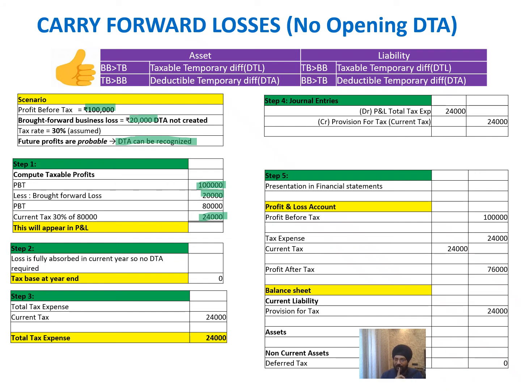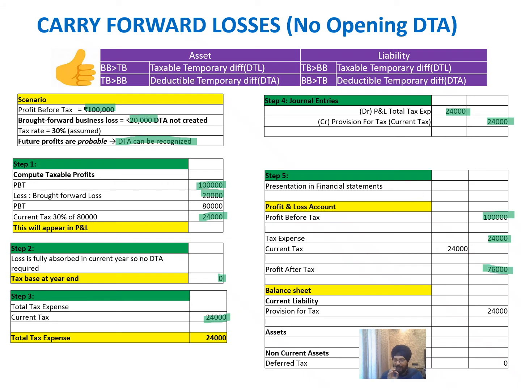The most important thing to keep in mind here is that since we have fully utilized the losses, there is no requirement to create a DTA in this case, because there is no benefit that we are going to use in future years; we have already consumed the entire benefit this year itself. My current tax is 24,000, which is also equal to my tax expense, because no DTA recognition is required. So I'll pass my entry as P&L to provision for taxation. In my financial statements, 1 lakh is my profit, 24,000 is my current tax, the tax expense is also 24,000, and my profit after tax is 76,000.